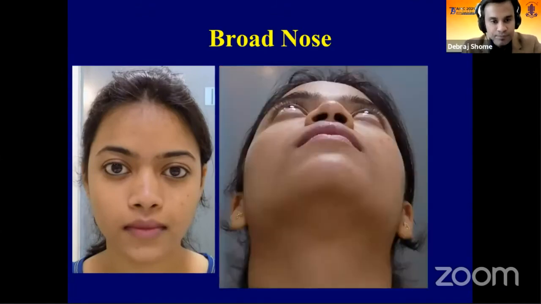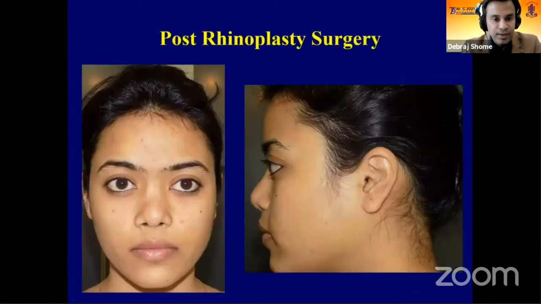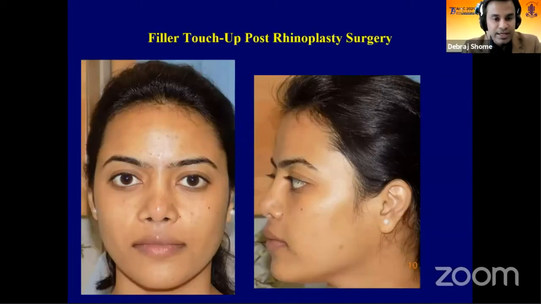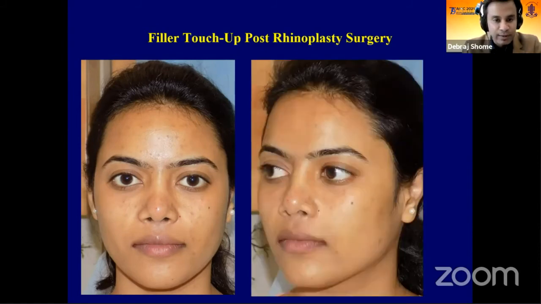There's a broad nose. You can see how it looks before surgery, and that's post-rhinoplasty surgery. And after the rhinoplasty surgery, she thought the nose became too small. We've used a little bit of filler post the rhinoplasty surgery to change the way the line looks, how the reflection occurs. Ultimately, filler is like permanent makeup, and you can use it for a touch-up as well.